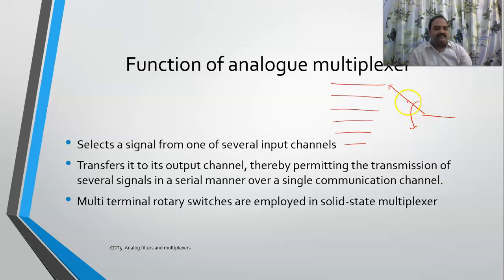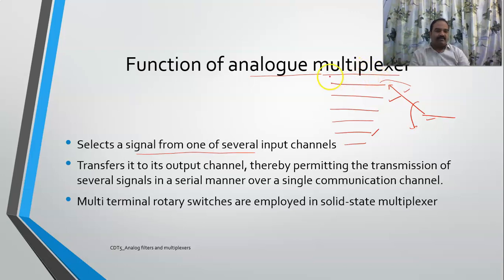So the device which performs this type of function is called a multiplexer. And since it is used for analog signals, I'm calling it an analog multiplexer. It selects a signal from one of the several input channels and transfers the selected signal to its output channel, thereby permitting the transmission of several signals in a serial manner. So at time equal to 0, I will select this signal, and after some time I will select this, after some time I will select this. You may be having a sequential process of selecting the signals, one signal at a time.